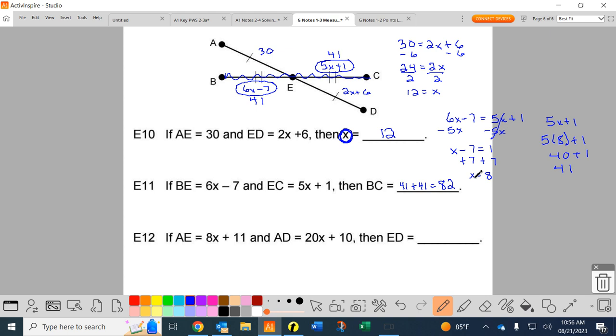Okay. Last one today. Gonna make me laugh. AE is going to be up here at 8x plus 11. So we're going to put a box around it so it doesn't look like the others. Guys, you got to do something to make it not look like all the other numbers on that picture, otherwise it gets so confusing. Yes, ma'am.